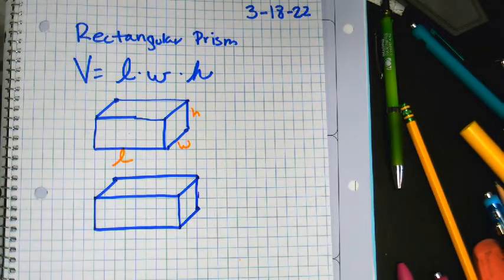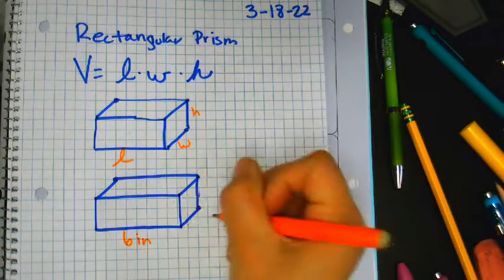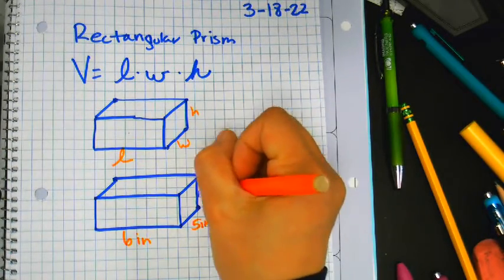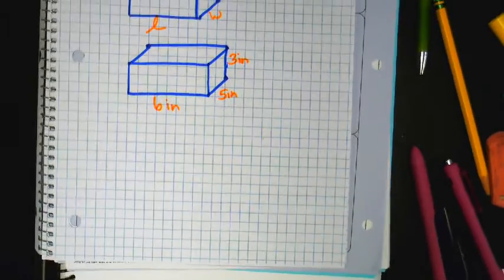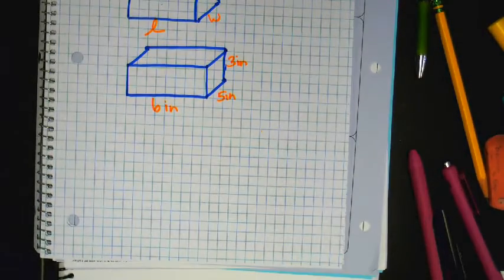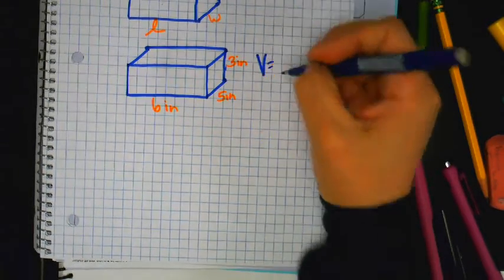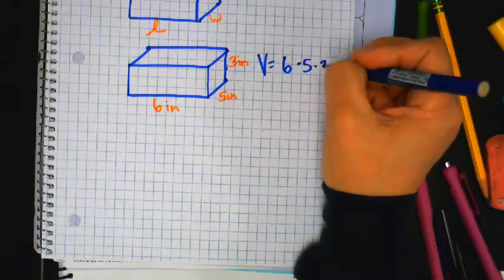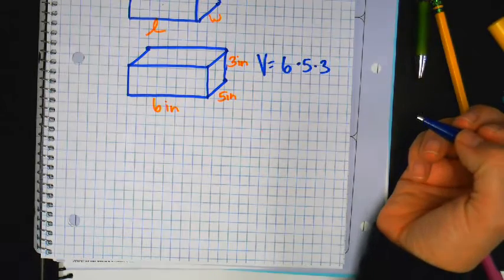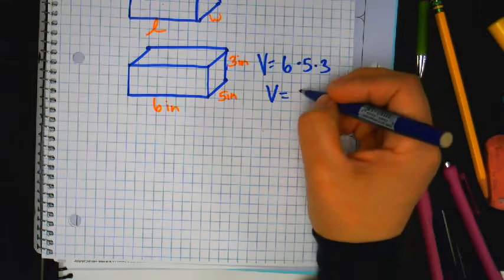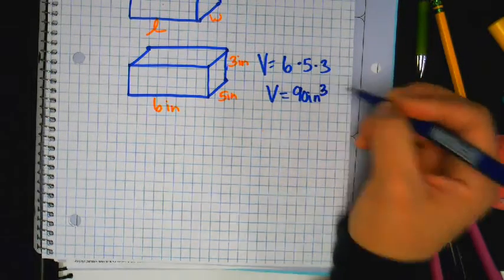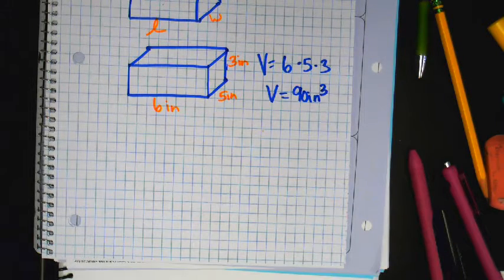Okay, let's say this is 6 inches, 5 inches, and 3 inches. So I want to find the volume. I want to see how much stuff fits in this box. So what do I do? I just take 6 times 5 times 3. What is 6 times 5 times 3? So 90 inches cubed.